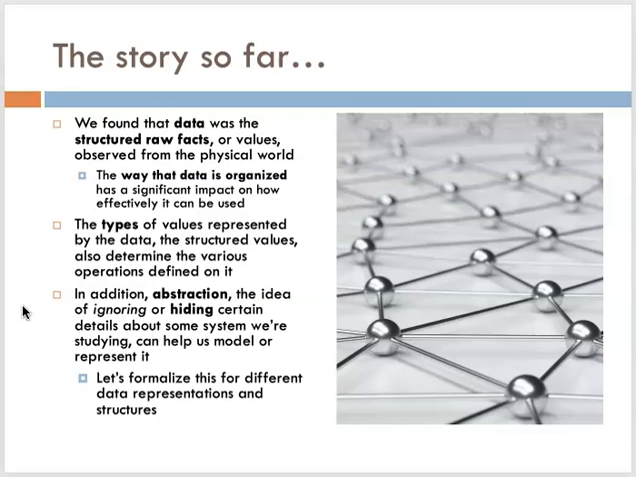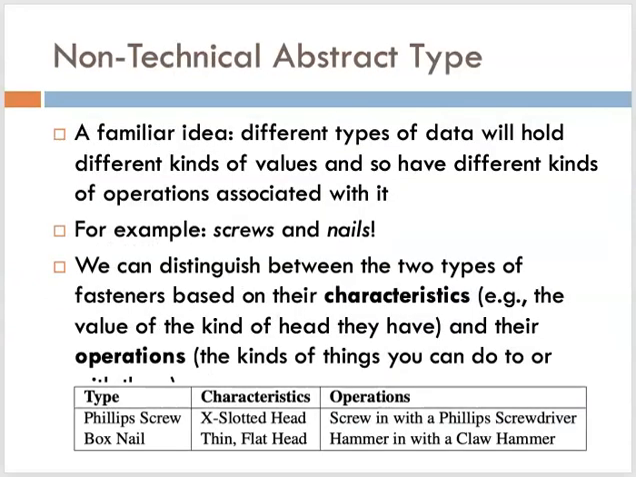We also looked at this idea of abstraction, which was the idea of ignoring details or hiding certain details about the system that we deem to be unessential to the particular problem that we're trying to solve. And that helps us model or represent the problem in a simpler way that we can then solve, hopefully. So we're going to formalize this approach for different data representations and different data structures. To do so, let's step back and start to look at a simpler idea.